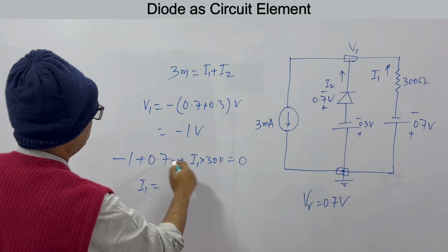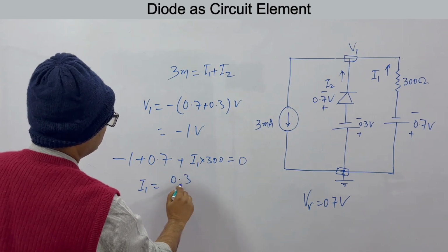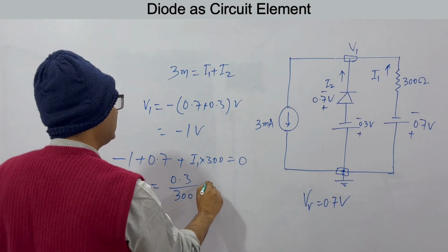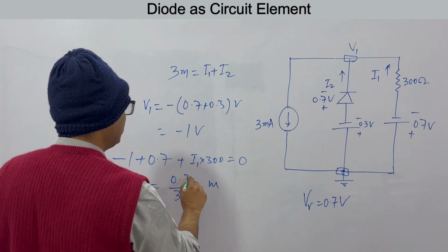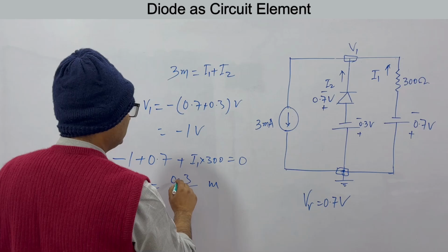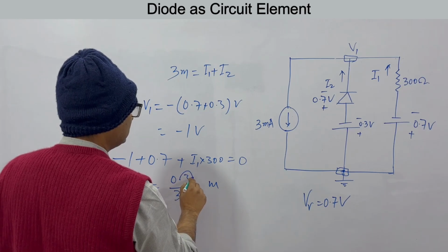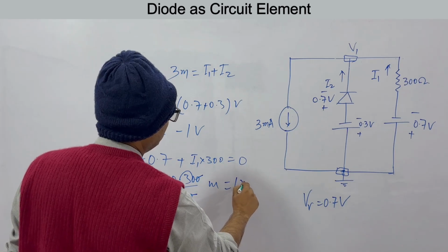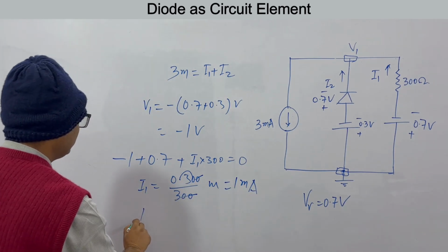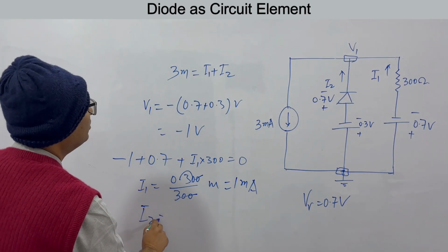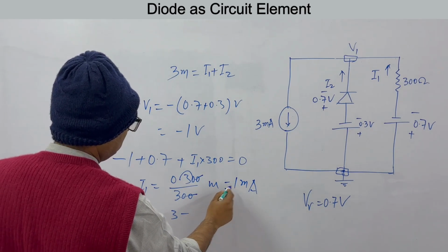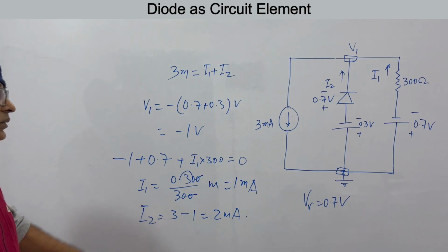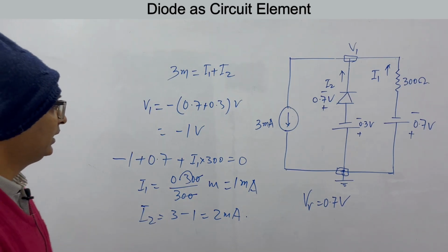See, to this side it is 1 minus 0.7, so 0.3 by 300. If we take milliamperes, we'll have to multiply it by 1000. So this is effectively 1, so this is 1 milliampere. So when we have I1 equal to 1 milliampere, I2 will be equal to 3 minus this 1, that is 2 milliamperes. Okay. So this is how we find current.